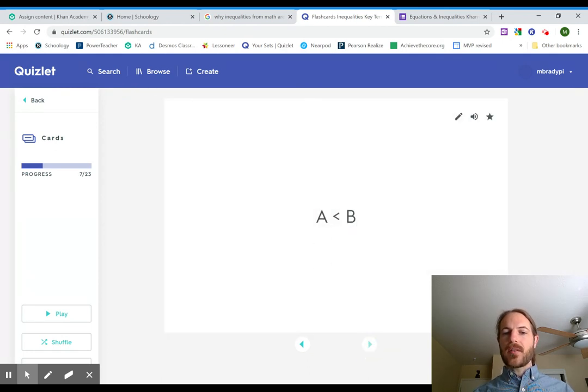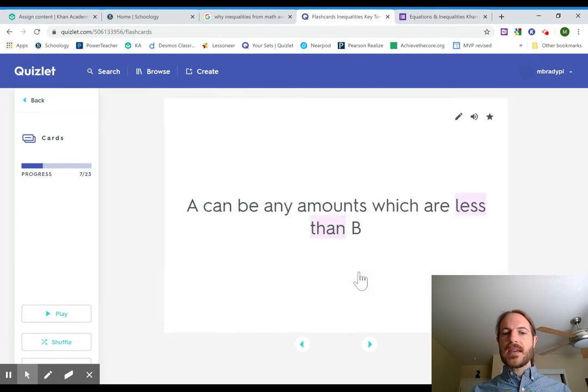In this inequality, we have A and B. So A is what's on the left, B is what's on the right. So if you want to describe this in words, you would say A is less than B. A can be any amounts which are less than B.